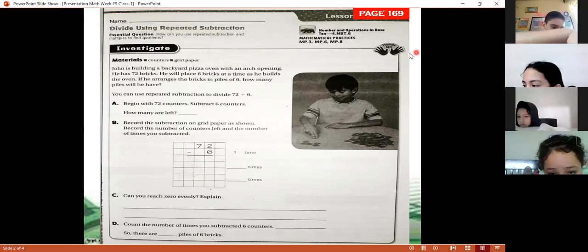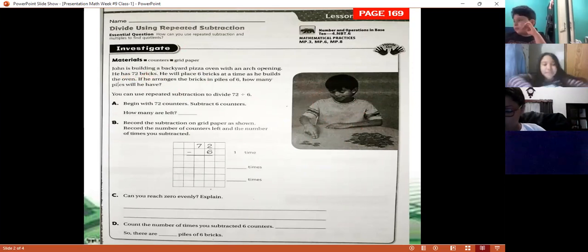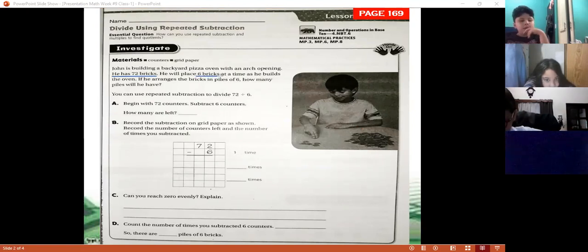Thank you, Rebecca. So here we're talking about one boy. This boy might be John. And it says that he's building a backyard pizza oven. Now, here we have information. It says that he has 72 bricks. So we can underline that information. He has 72 bricks, and he will place 6 bricks at a time as he builds the oven. So he's going to place just 6 bricks.